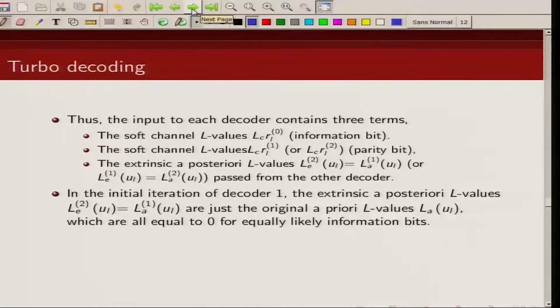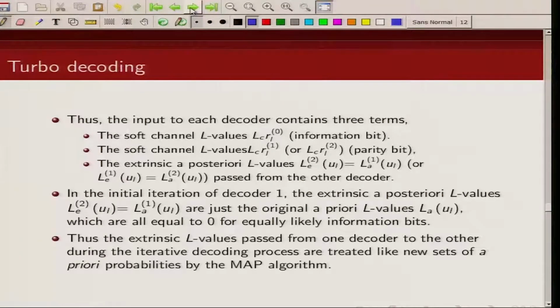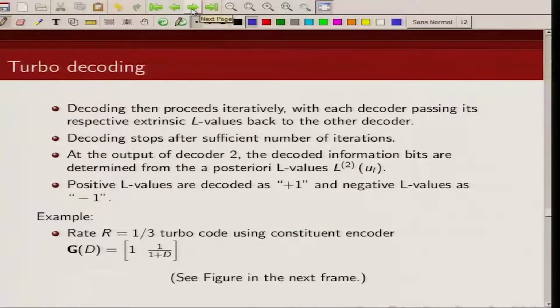I have explained this in the initial iteration. The extrinsic information is basically 0, and subsequently the a priori information is 0, and subsequently the a priori value will be nothing but the extrinsic information. So, this process, as I said, goes on repeatedly in an iterative fashion. So, let us take an example and see how this works.